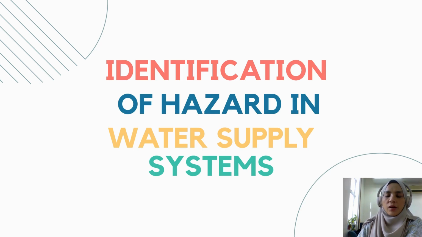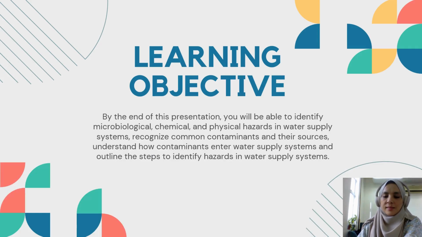For the first topic, identification of hazard in water supply system. The learning objective is by the end of the session, you all should be able to understand microbiological, chemical, and physical hazards in water supply system, recognize common contaminants and their sources, understand how contaminants enter water supply systems, and outline the steps to identify hazards in water supply system.